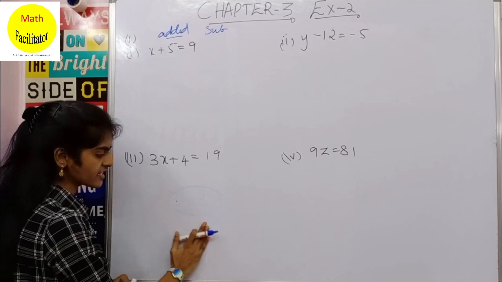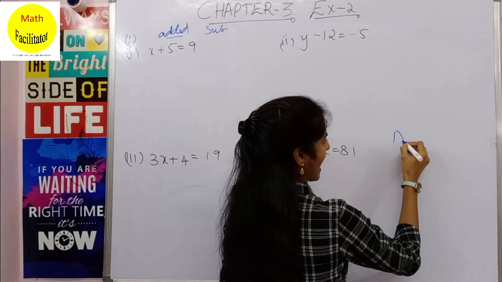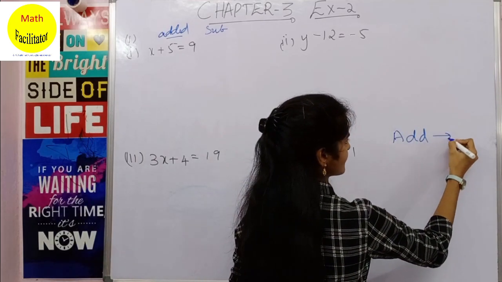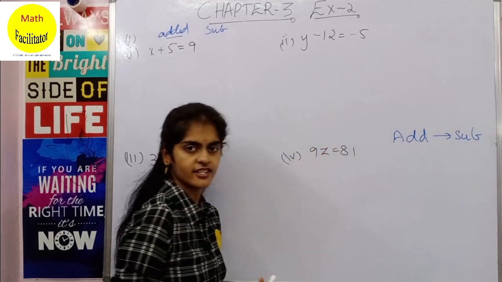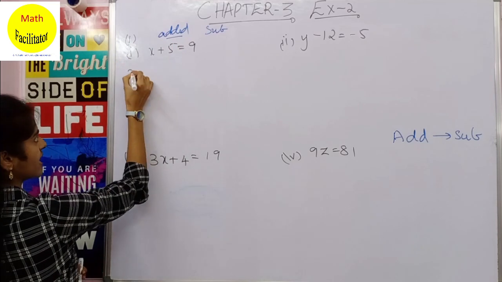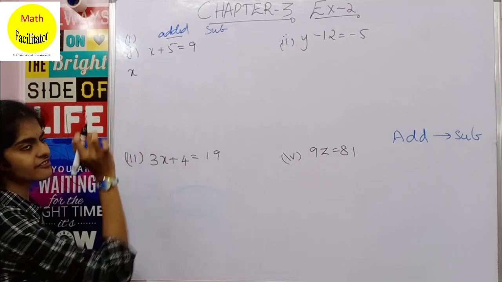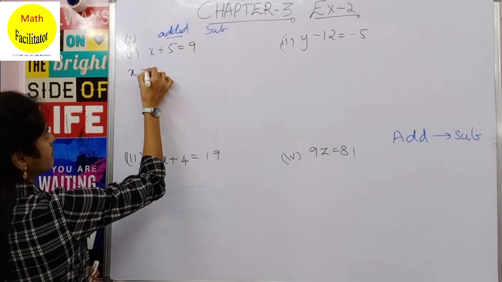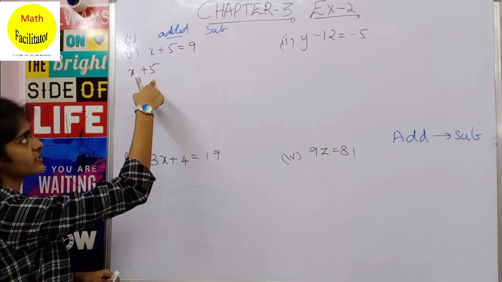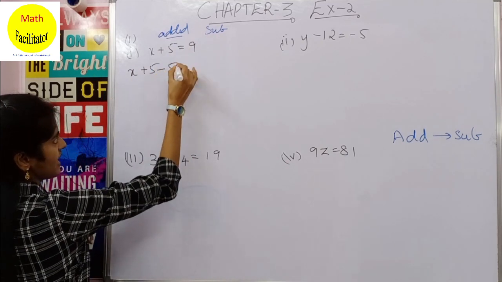So without transposing, in this method we will do it this way. If you have something added, you will subtract the same number. That is what I told you here. Since you have 5 added, you will subtract 5. Why? Because plus 5 minus 5 gives you 0, so you will get the value of x. So you have x plus 5 added, and I told you that you will subtract 5. You will subtract the same value.